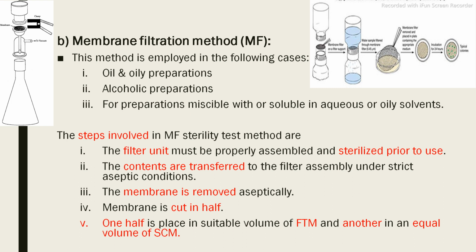One half is placed in a suitable volume of fluid thioglycolate medium and another in an equal volume of soybean casein medium. So in this way, once the filtration process is complete, then remove the filter, cut it in half, one half transferred to fluid thioglycolate and another half transferred to the soybean casein media.